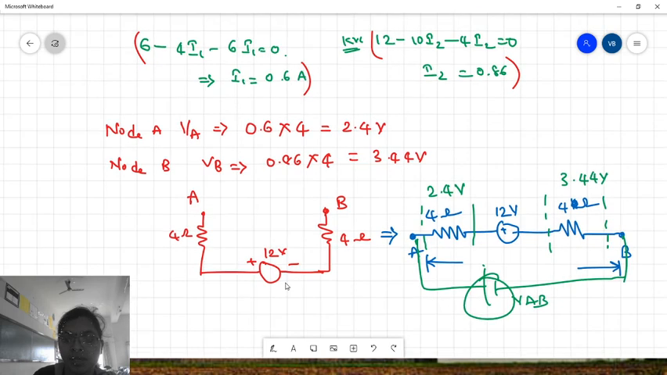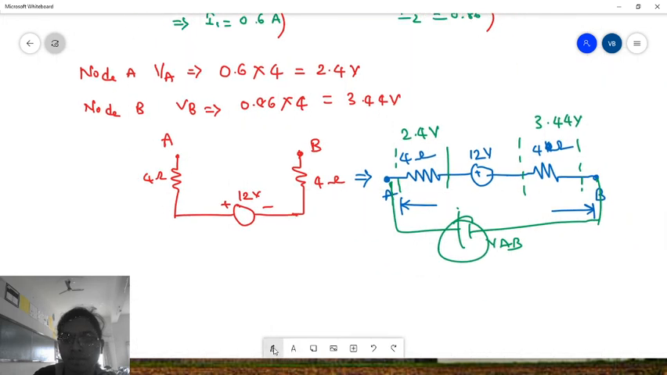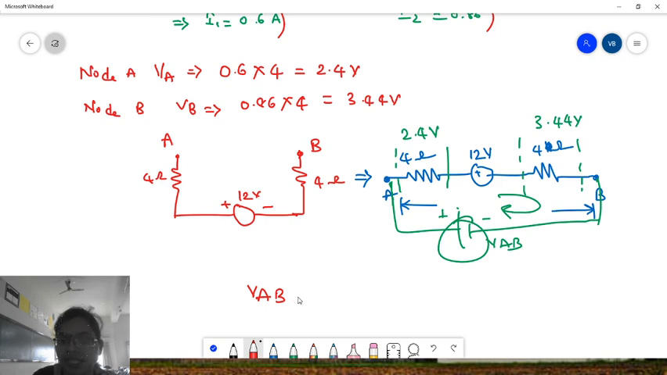So VAB. Let us take positive and negative. Current direction, let us take like this. So what is the KVL equation? The current direction is entering at the negative terminal, so VAB we can take as a positive VAB. After that, this is 4 ohms, a passive element. A passive element we should take as negative.